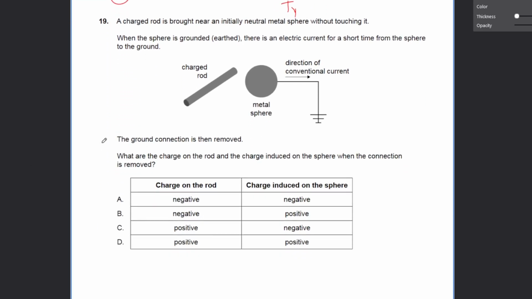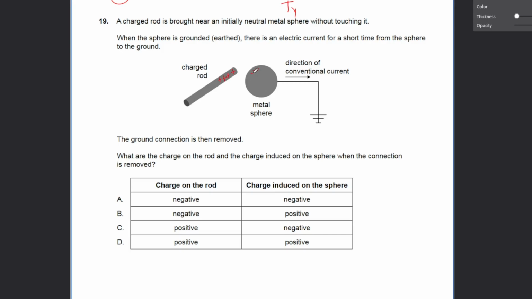All right, question 19. A charged rod is brought near an initially neutral metal sphere without touching it. So when the sphere is grounded, earthed, there is an electric current for a short time from the sphere to the ground. The ground connection is then removed. What are the charge on the rod and the charge induced on the sphere when the connection is removed? All right, so the metal sphere is going to be polarized. The charged rod, we'll consider this to be positive.